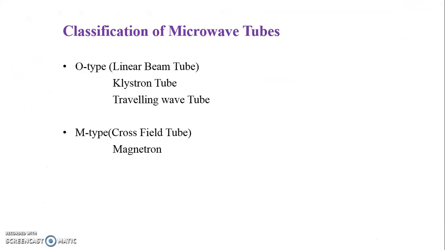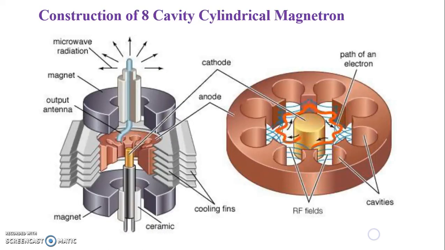Hello everyone. In the previous lecture, we have already started microwave tubes, which are classified into two types, that is O type and M type. O type tubes are linear beam tubes like klystron tube and travelling wave tube, and M type tubes are cross-field tubes like magnetron. In this lecture, we are going to study the construction and working principle of magnetron.